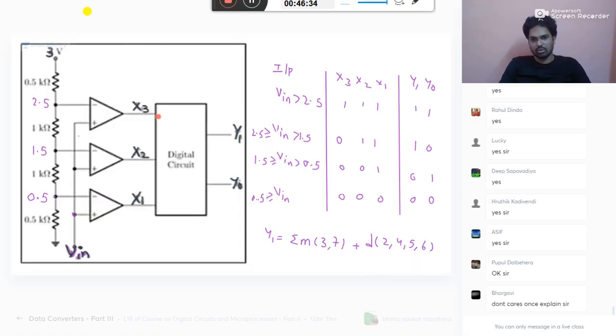Bhargavi, see here. 2 is a don't care. Whatever is not present here is a don't care. Simple rule. Firstly, why is it a don't care? 0, 1, 0 is a don't care.